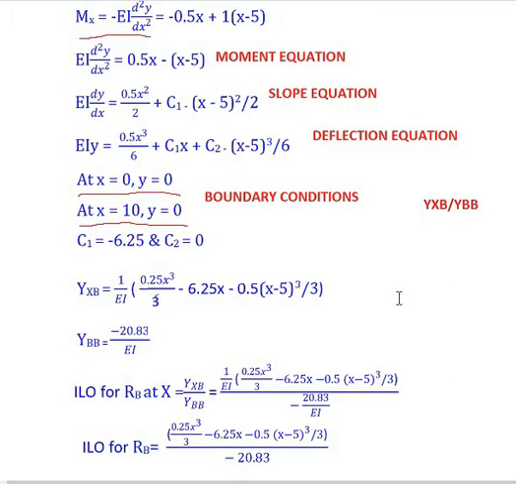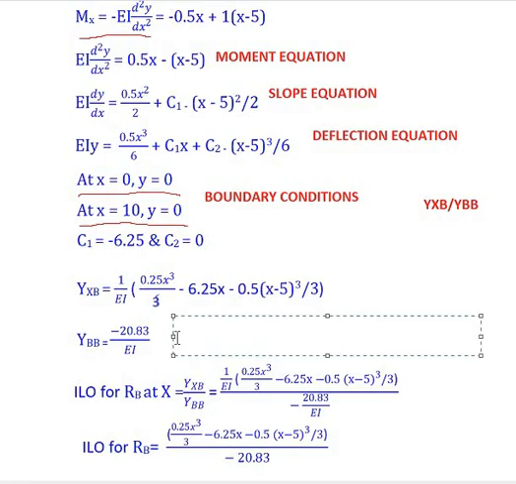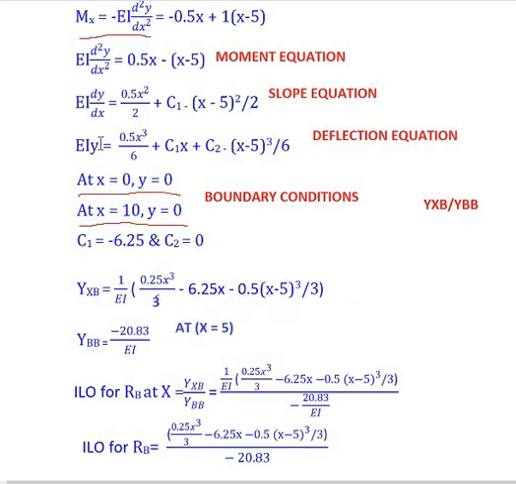Next we have to find out ybb. At x is equal to 5 distance, the y is ybb. So in the same deflection equation, we substitute y as ybb and x as 5, and also substitute both the C1 and C2 values. We will get the value of ybb, which is equal to minus 20.83 divided by EI.